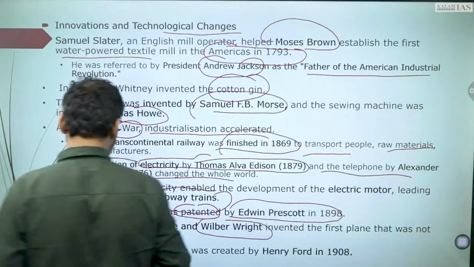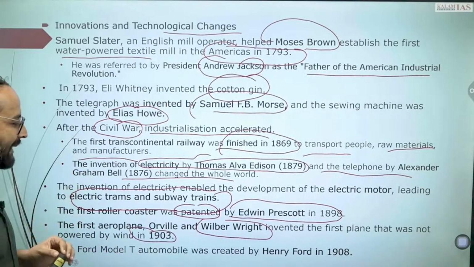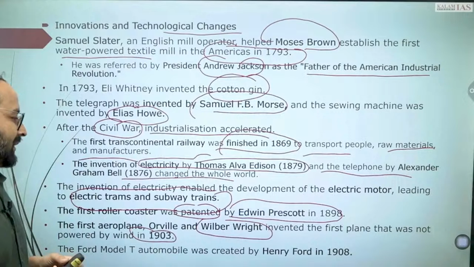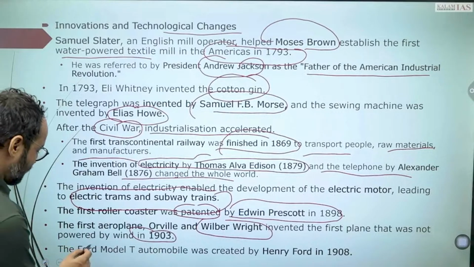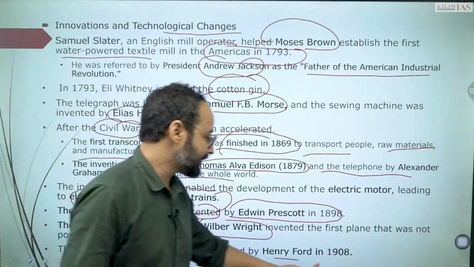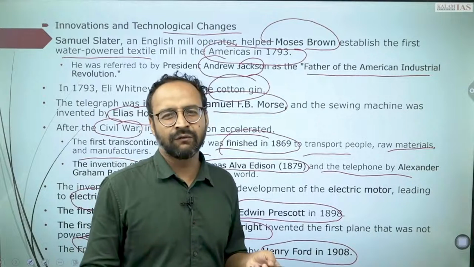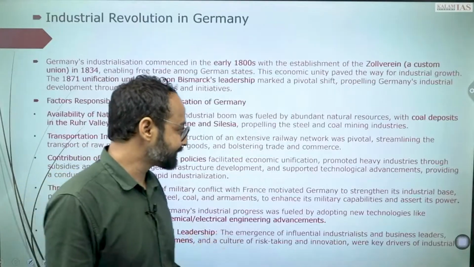So this was a true revolution where the first aeroplane was flown by the Wright brothers, and Ford, as I give you an example, the Ford Model T automobile was created by Henry Ford, and the rest is history. We have Ford. Still, Ford is a big company.